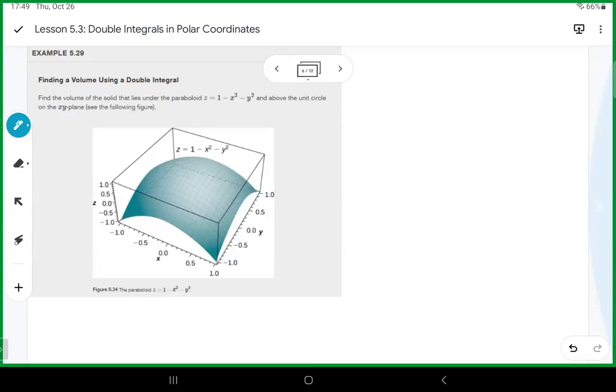All right, so the next idea we're dealing with is finding a volume using a double integral. Find the volume of the solid that lies under the paraboloid and above the unit circle on the plane. So you can see that figure is given. So what we're going to do is, by the method of double integration, we're going to see that the volume is an integral in the following form. I'm going to write this part down here because then we'll write to the right.